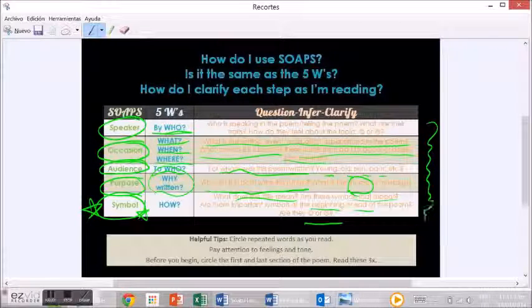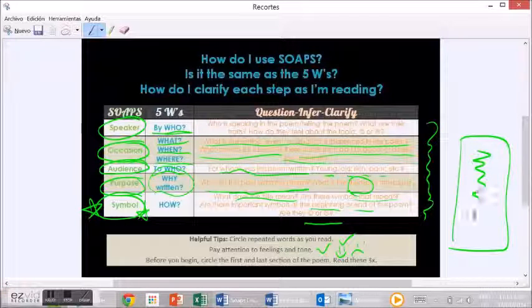Let's go through some helpful tips. First, circle repeated words as you read. Pay attention to feelings and tone, happy and sad. And before you begin, circle the first and the last section of the poem. Go ahead and read those 3 times. So if this is your poem, you're going to look at the first several lines and the last several lines. Maybe 3 to 5 lines, or the first and last stanza. Try to figure out what they mean. Try to figure out what they're saying.